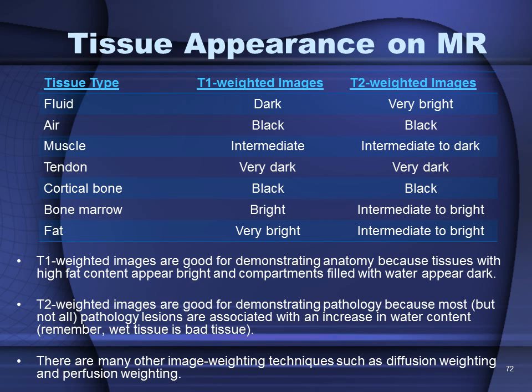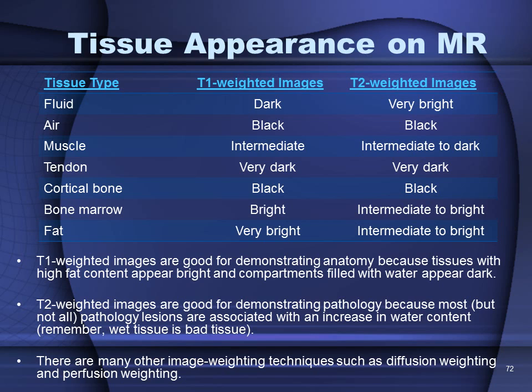With MRI, tissues appear differently depending upon the weighting and their fluid content. Fluid in a T1 weighted image appears dark, whereas in T2 it appears very bright. Air tends to be black or dark on both T1 and T2 weighted images. Muscle is intermediate in T1 versus intermediate to dark on T2.